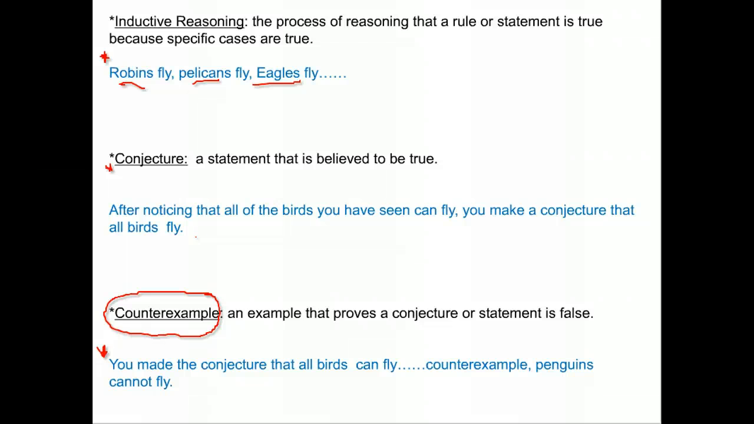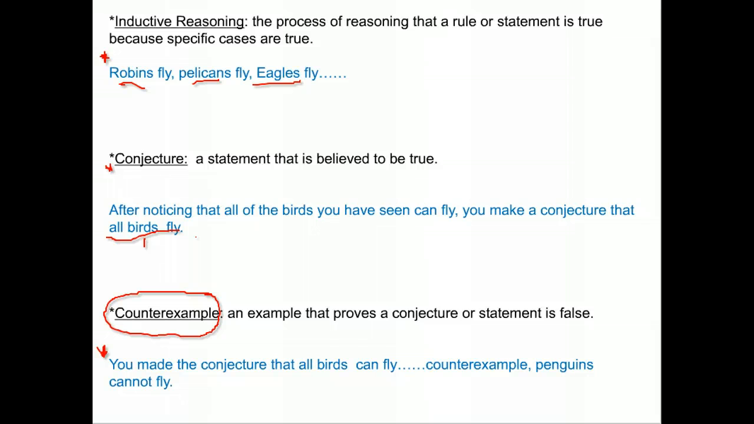Since my conjecture was that all birds fly, I had to find a bird that couldn't fly. A penguin would be my counterexample. It's a bird that cannot fly, so I know my conjecture wasn't true. Does that make sense as far as inductive reasoning? An ostrich, yes, an ostrich would be another counterexample to this statement. Again, inductive reasoning is something we do all the time.